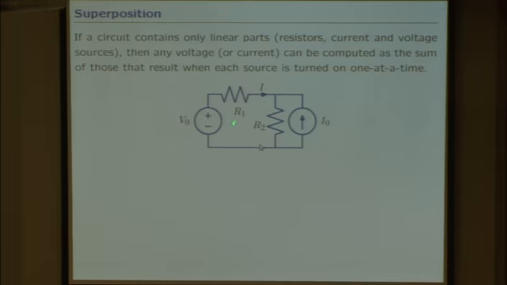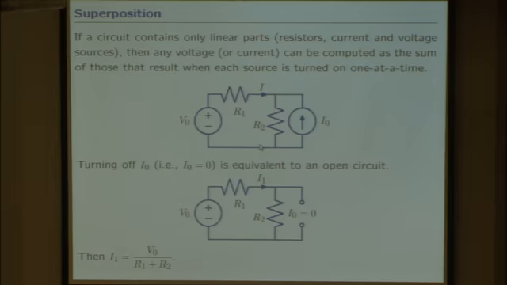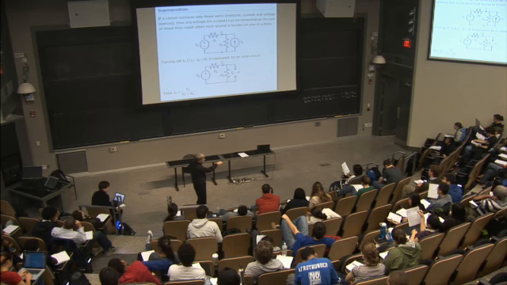So here I've got 2 sources. Say I wanted to compute I in response to V0 and I0. What I would do is turn off the I0 source and calculate the voltage that results just from the voltage source. That's the same as setting this to 0 and finding the response to this.